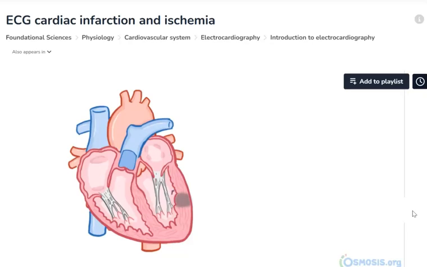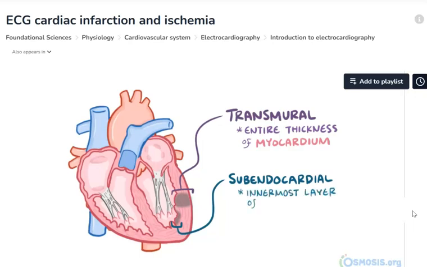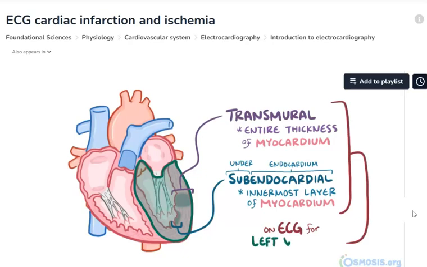In the heart, ischemia and infarction can be transmural, affecting the entire thickness of the myocardium, but it can also be subendocardial, affecting just the innermost part of the myocardium, the part just beneath the endocardium. Out of all four chambers of the heart, the ECG is most sensitive to transmural or subendocardial ischemia or infarction in the left ventricle, because that's the chamber with the thickest walls and therefore has the most cardiac tissue.